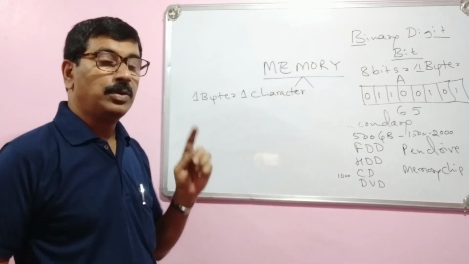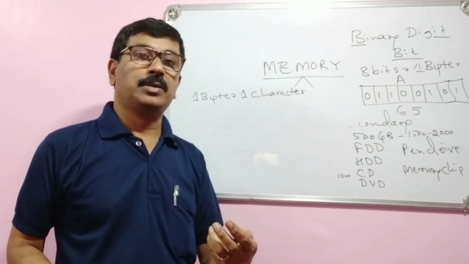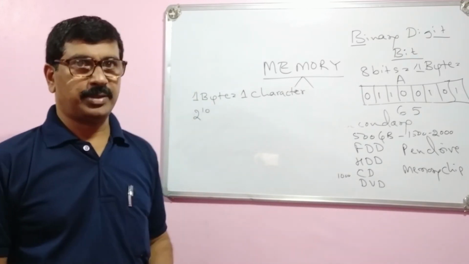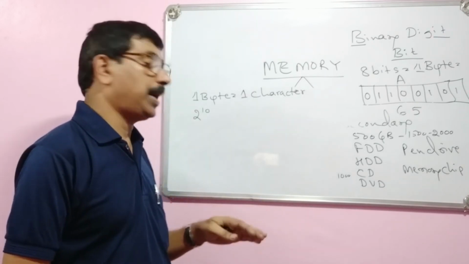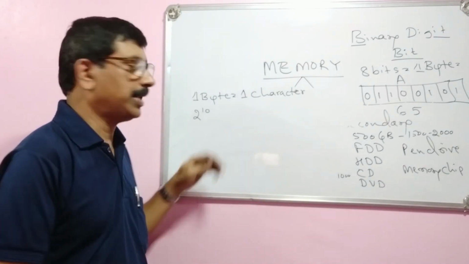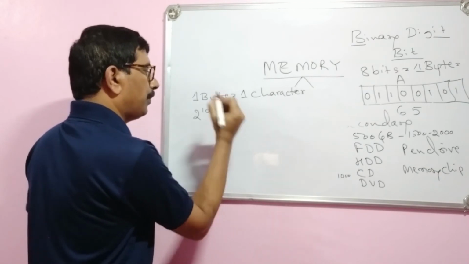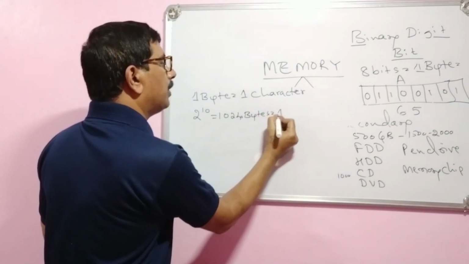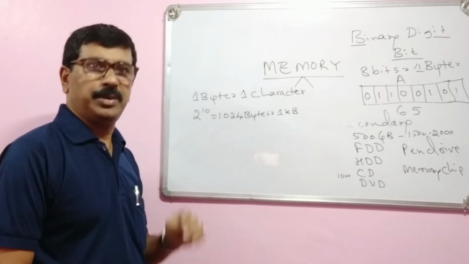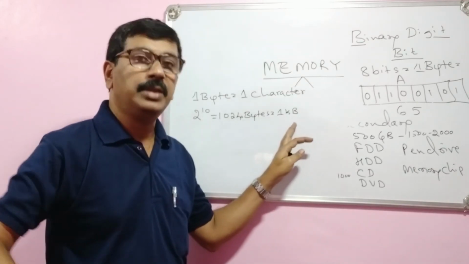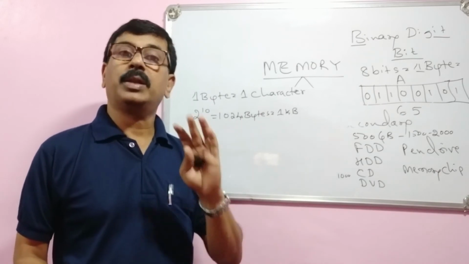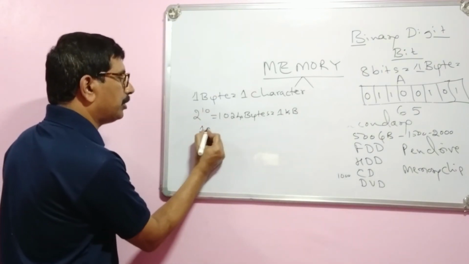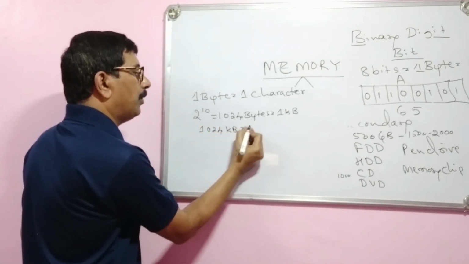And 1024 bytes, why is it 1024? It is 2 raised to 10. In decimal there are 10 digits, but in binary there are only 2 digits, so 2 raised to 10 is equal to 1024. And 1024 bytes we call 1 kilobyte, 1 KB. 1024 bytes is nearly 1000, so we call it 1 kilobyte, even though there is some difference. 1024 kilobytes will make 1 megabyte.